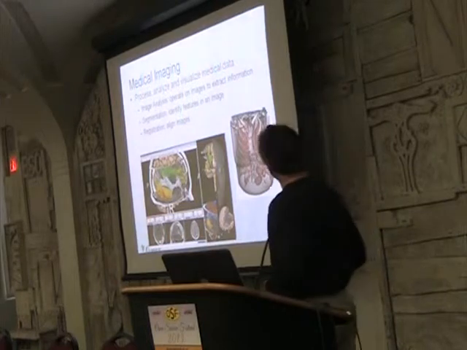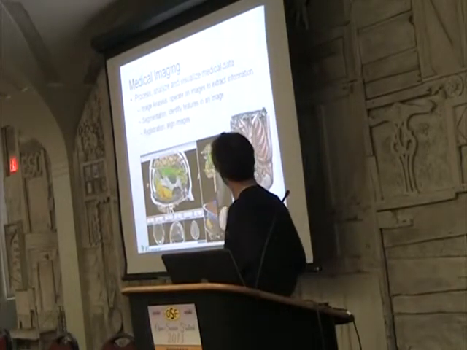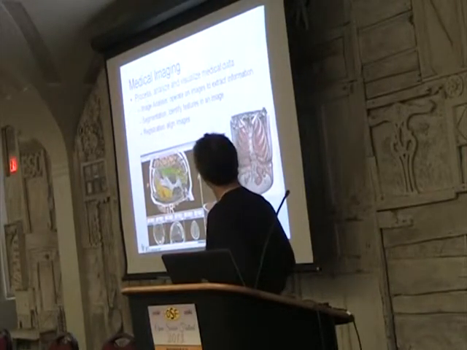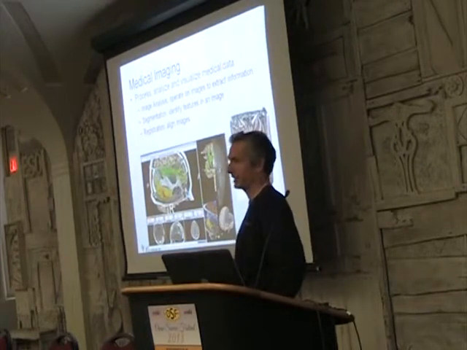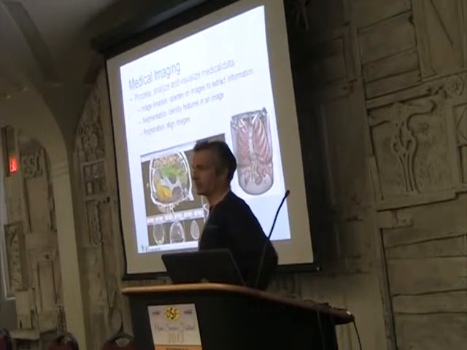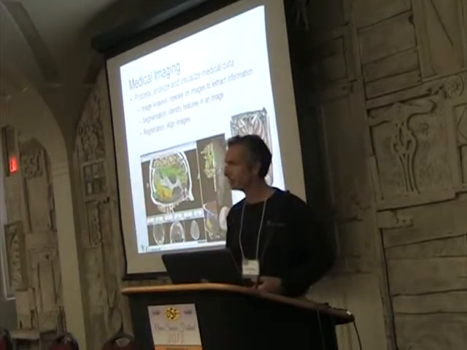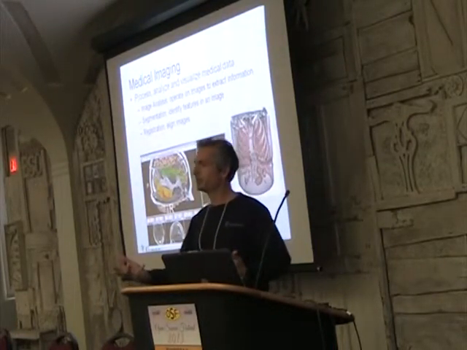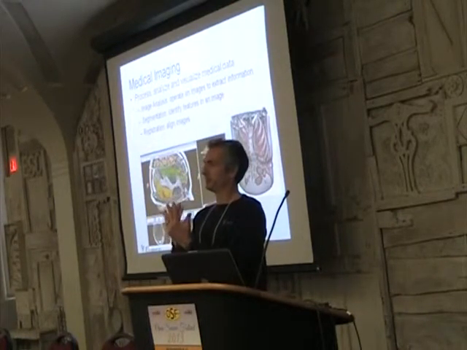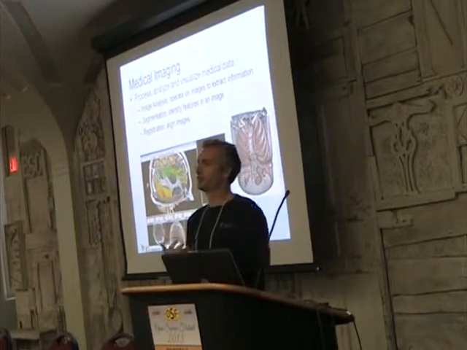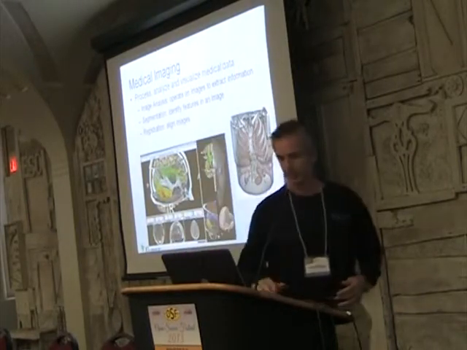The medical imaging group processes, analyzes, and visualizes medical data. Image analysis operates on an image to extract information. Segmentation identifies features in an image. And registration is to align images. So you might have a CT image and an MR image from the same person, and you might want to figure out how they lie on top of each other so you can do better automatic analysis.